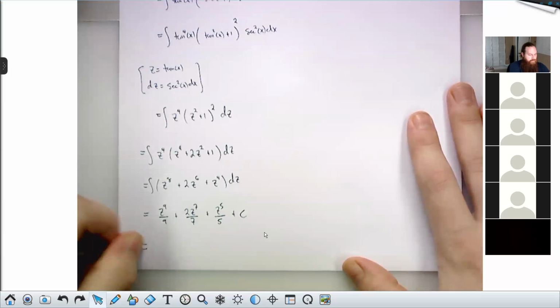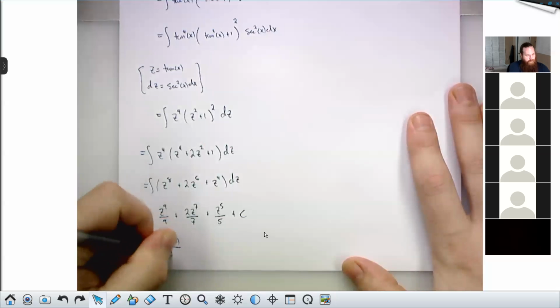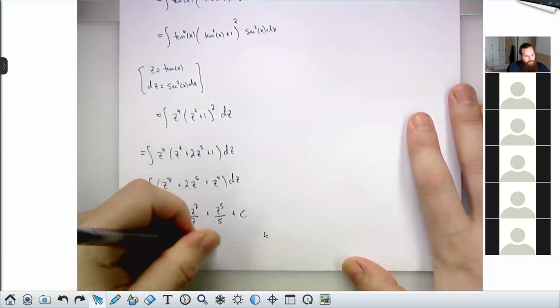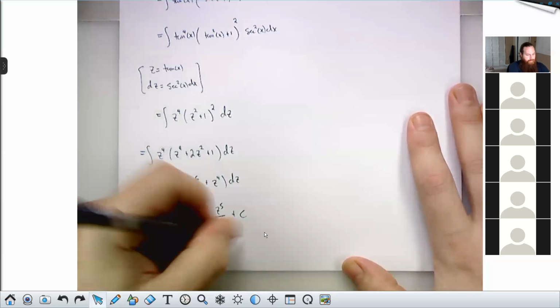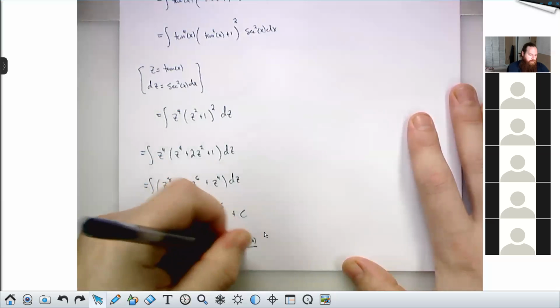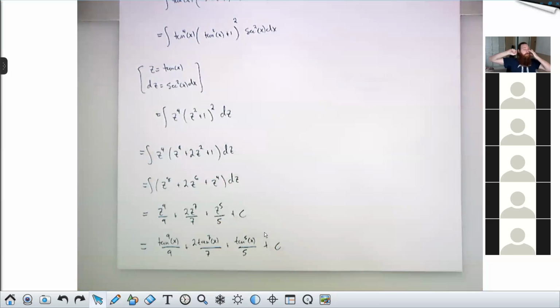And then finally, since it's an indefinite integral, I go back to my original variable. So that's tan to the 9 of x over 9 plus 2 tan to the 7 of x over 7 plus tan to the 5 of x over 5 plus c. So I'm going to do like we did on Monday. I'm going to go back and annotate this with the strategic steps that will apply to all integrals like this.